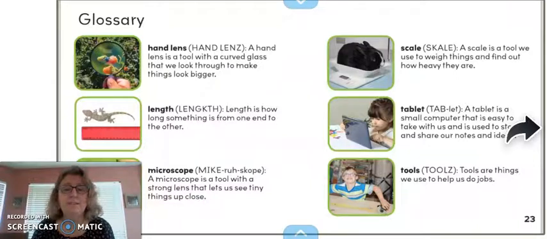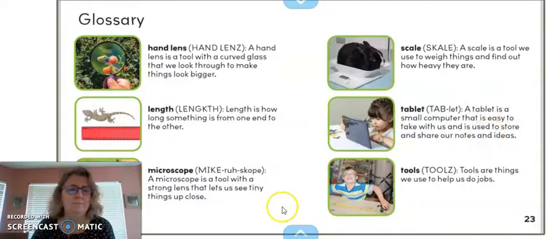So here are definitions of the things that were in this book. It's called a glossary. The hand lens is a tool with a curved glass that we look through to make things look bigger. Remember, it's also called a magnifying glass. Length is how long something is from one end to the other. We use a ruler or a measuring tape to measure length.